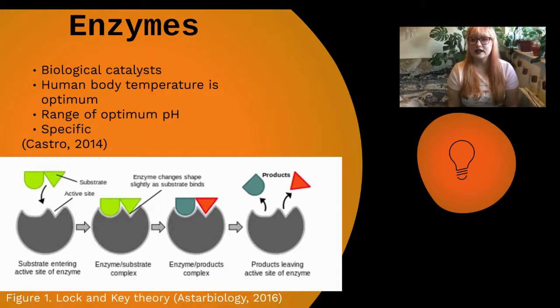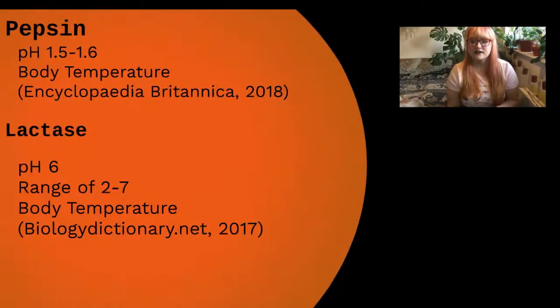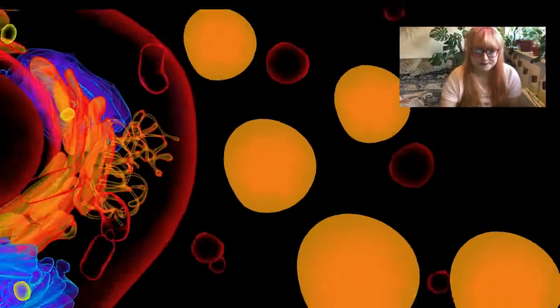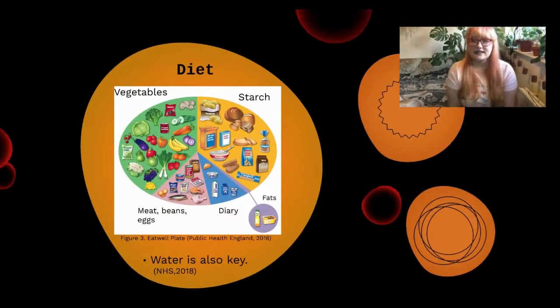So those in the gastric glands, such as pepsin, which break down large proteins, prefer a low pH, such as 1.5 to 1.6. But then you also have lactase, which breaks down lactose, which has an optimum pH of about 2 to 7, preferably 6. So next is diet.